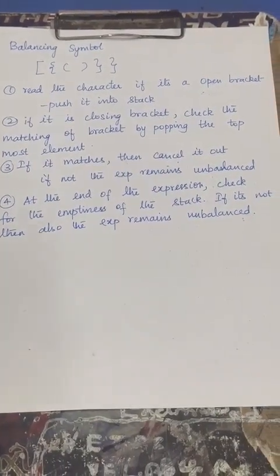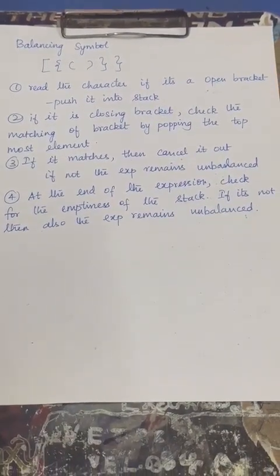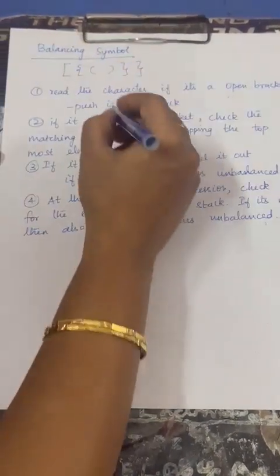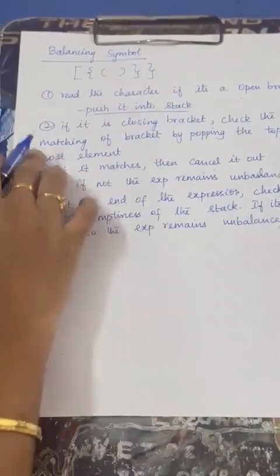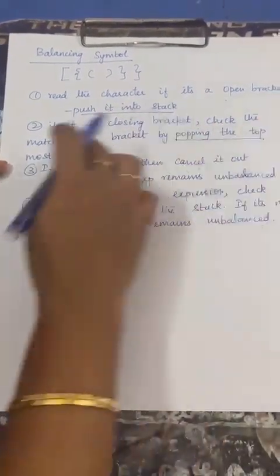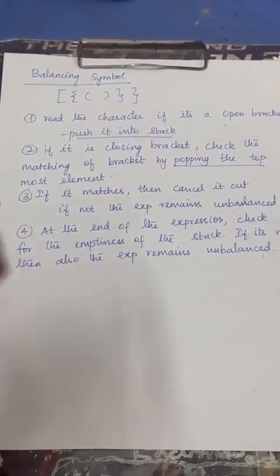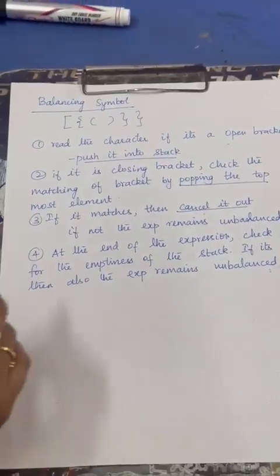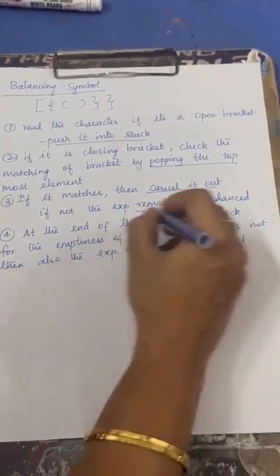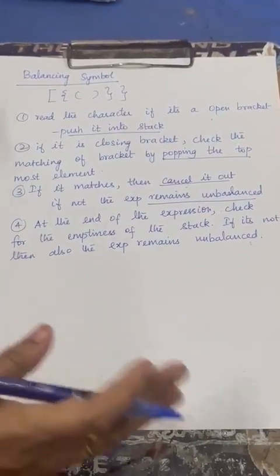If it is an open bracket, we are going to push it into the stack. If it is a closed bracket, then we have to check for the matching bracket available inside the stack. So you have to pop the top element and check it with the closing bracket you have read, and if it matches then it gets cancelled out and it is balanced. If not, the expression remains unbalanced. That is, if the brackets do not match, then it remains unbalanced.